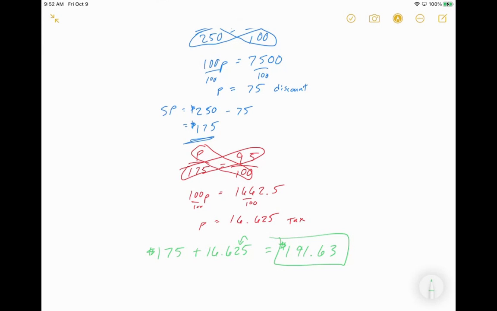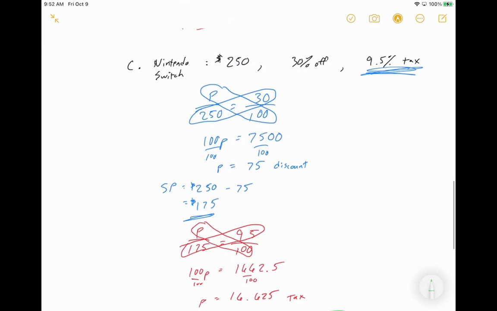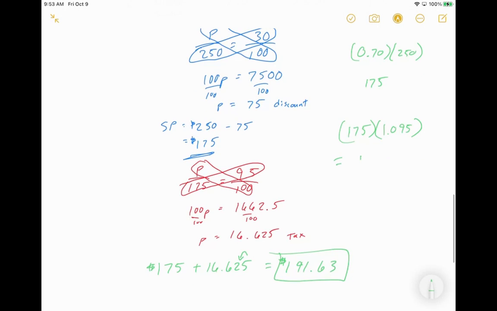Okay. For some of you who like the shortcut way, I'll show that to you really quick. Going back up here, you would say this, 0.70 times 250. That gives you 175. And then you keep that in your calculator, and then you say, okay, 175 times our tax, which is 1.095, and that'll get you your final answer, which is 191.63. Okay? For those who like to do it really fast.